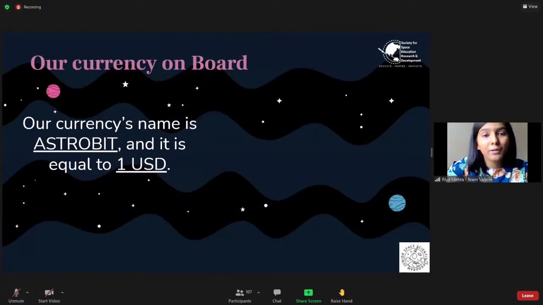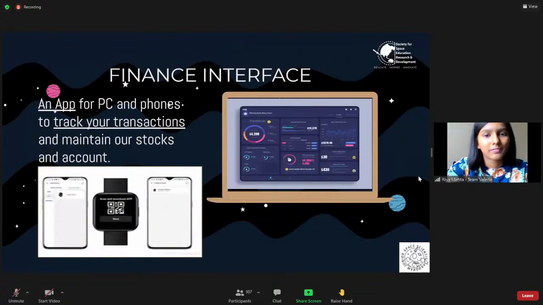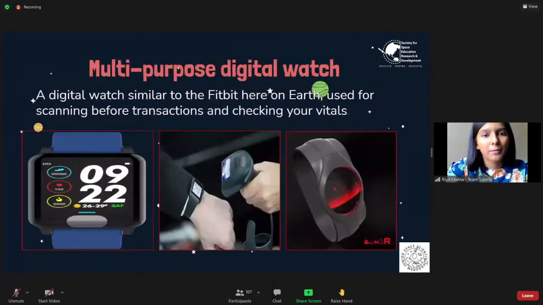We also introduced our own currency. The Valerie currency is also known as Astrobit. 1 Astrobit is equal to $1, and this is our logo. For the finance interface, we are building an app for PCs and phones which will track your transactions and maintain your accounts and stocks. We are also introducing a multi-purpose digital watch which can scan your transactions and can also check your vitals.